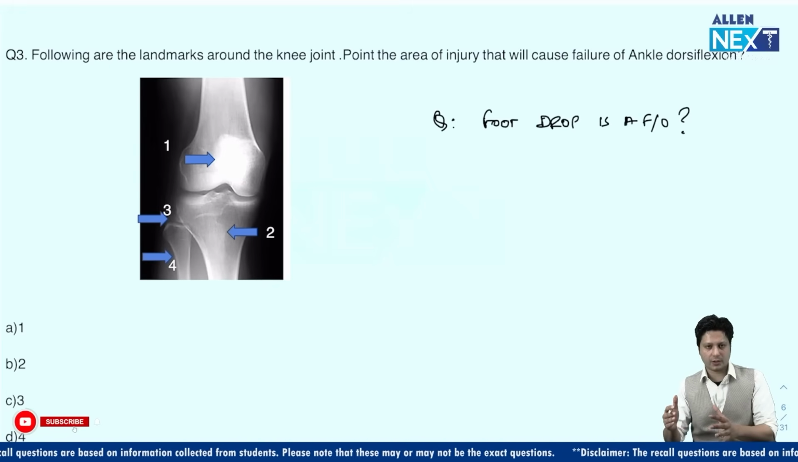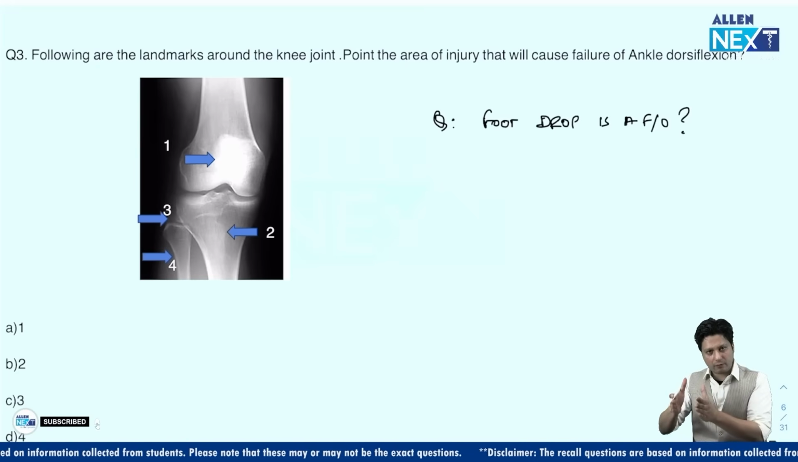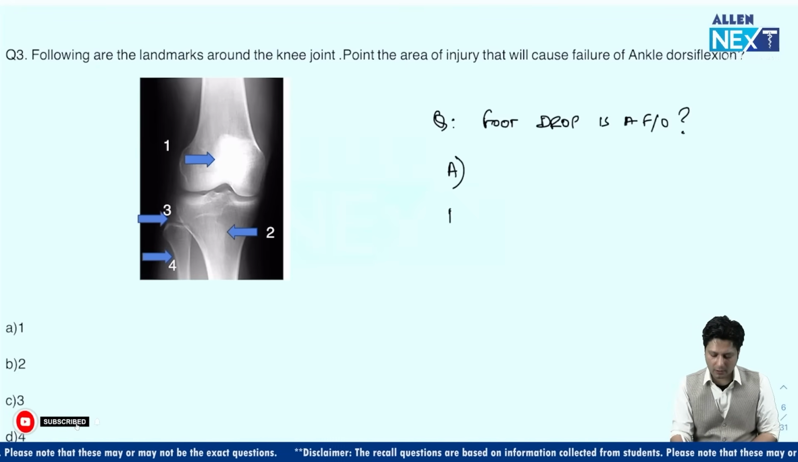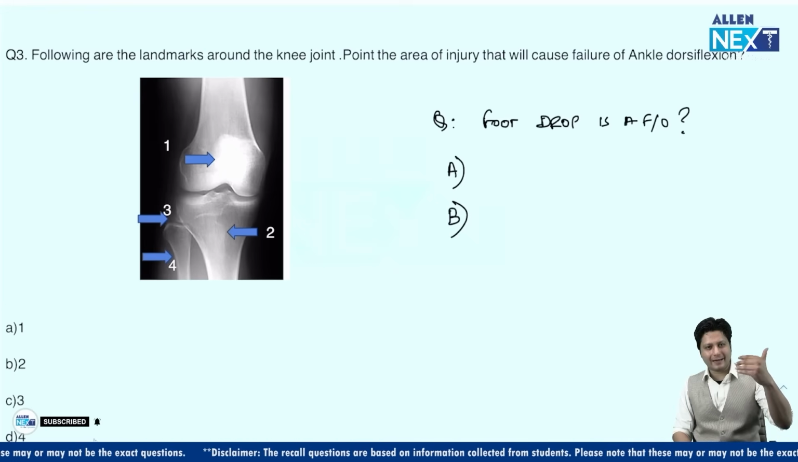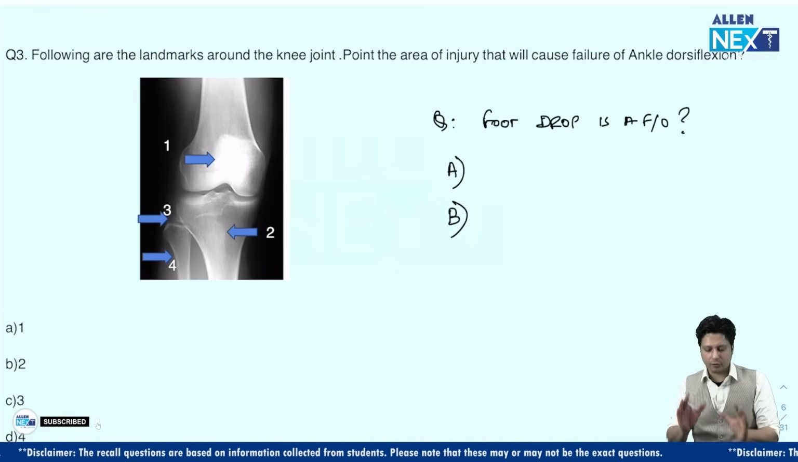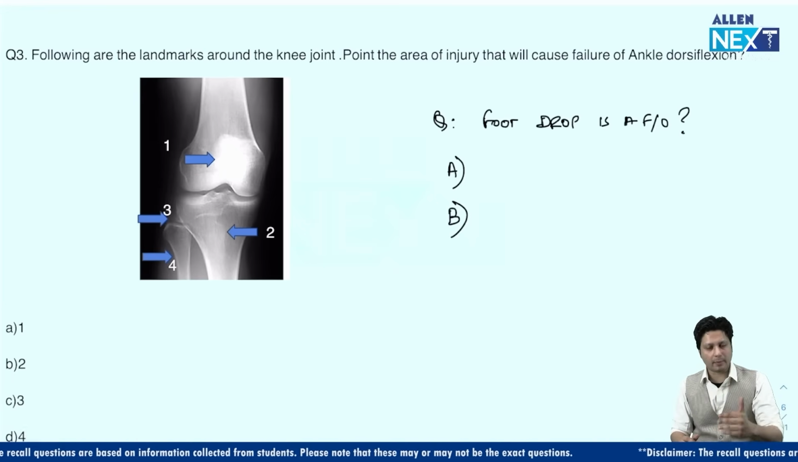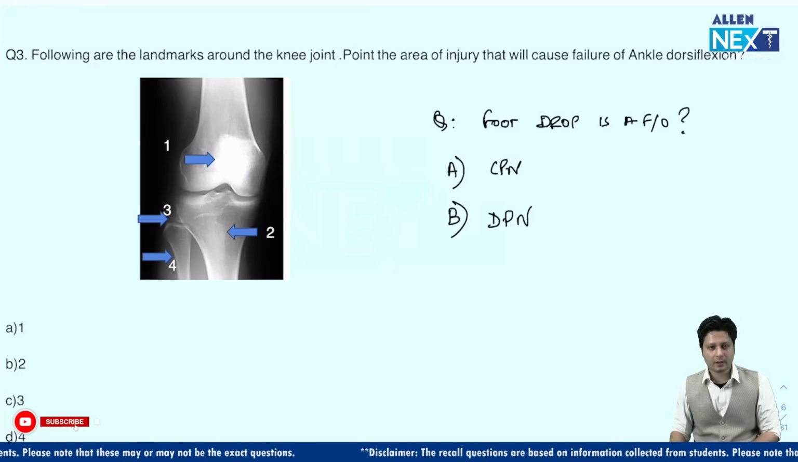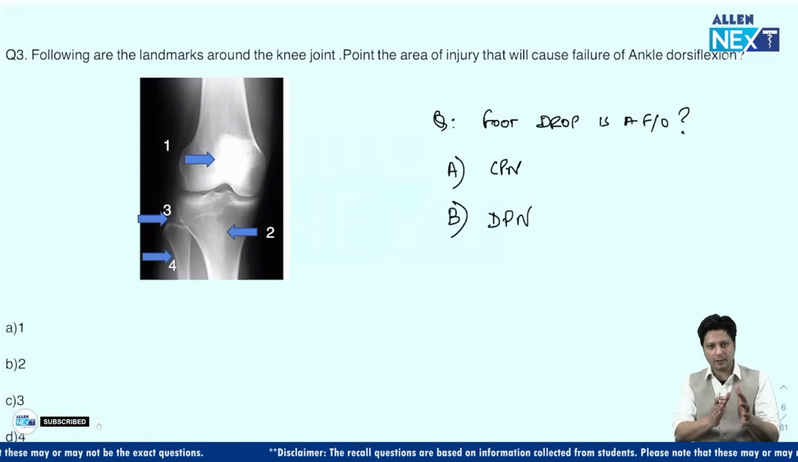They used to ask which of the following nerve injuries will result in a foot drop? Hopefully you have recalled. In 2010, 2011, that was the time where they used to ask these kinds of one-liners. Out of multiple options, two options were very commonly given: common peroneal nerve and deep peroneal nerve.